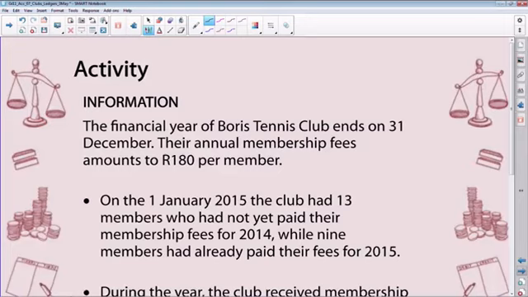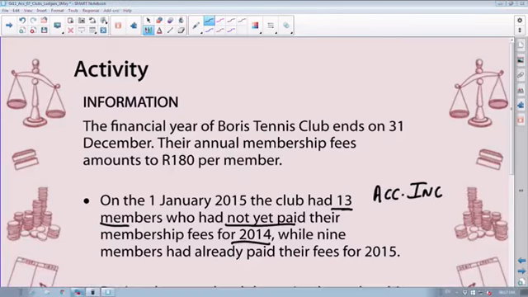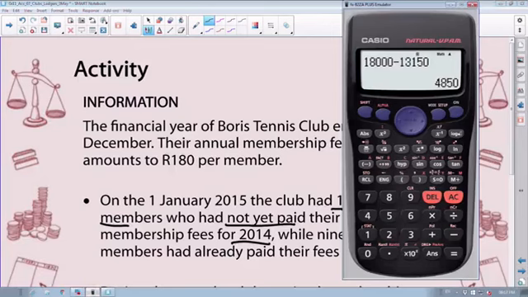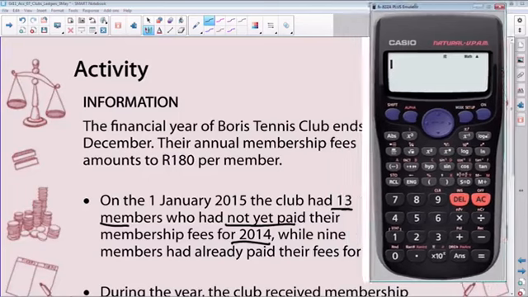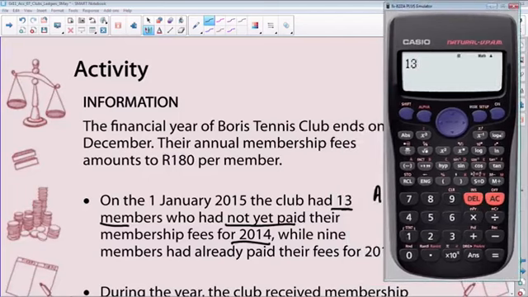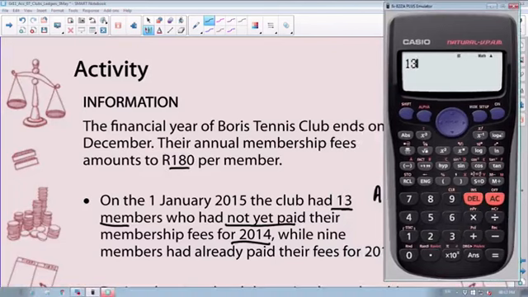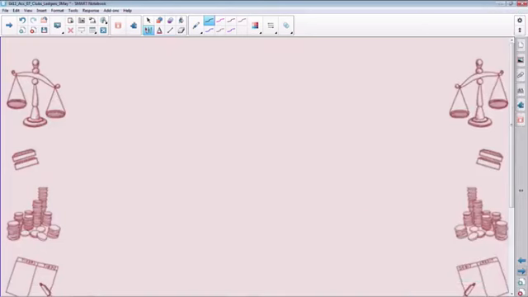Okay, right, so let's go back to our exercise and let's look at the first bit of information. On the 1st of January 2015, the club had 13 members who had not yet paid their membership fees for 2014. So in other words, this is obviously my accrued income opening balance at the beginning of the year. So let's get our calculator out. Okay, let's clear that. All right, so we've got 13 members who had not paid their membership fees. Remember, membership fees amounts to 180 Rand. So if I multiply that by 180, my opening balance is 2,340. So let's take that through.